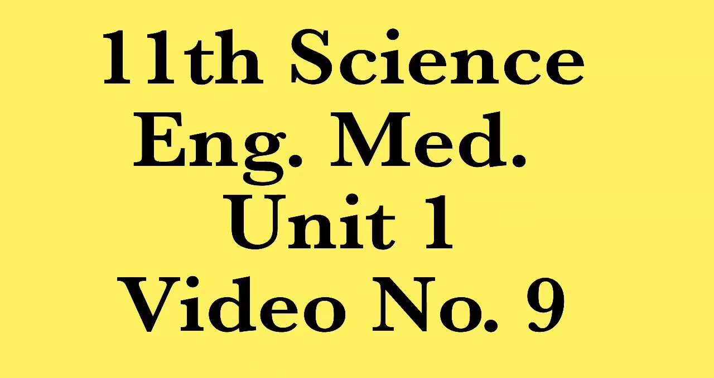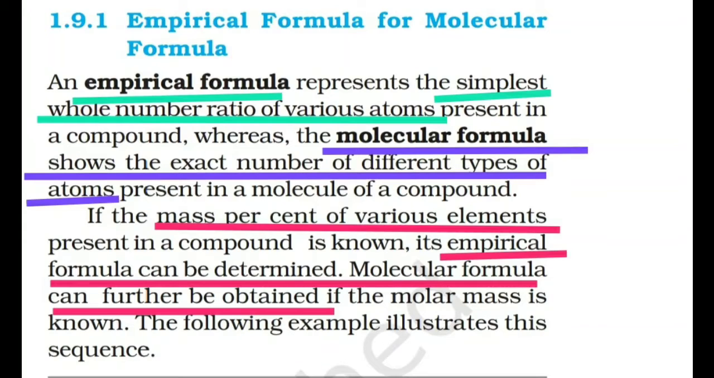Welcome everybody to the video of 11th Science Unit number 1, and the title is Some Basic Concepts of Chemistry. Today we are going to discuss empirical formula and molecular formula. What is the main difference between empirical formula and molecular formula? Empirical formula represents the simplest whole number ratio of various atoms, while the molecular formula shows the exact number of different types of atoms. This is the main difference between empirical formula and molecular formula.